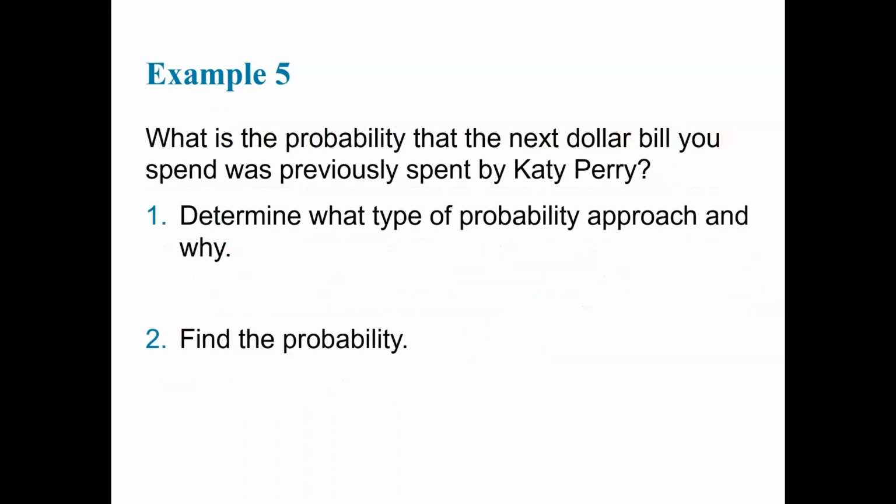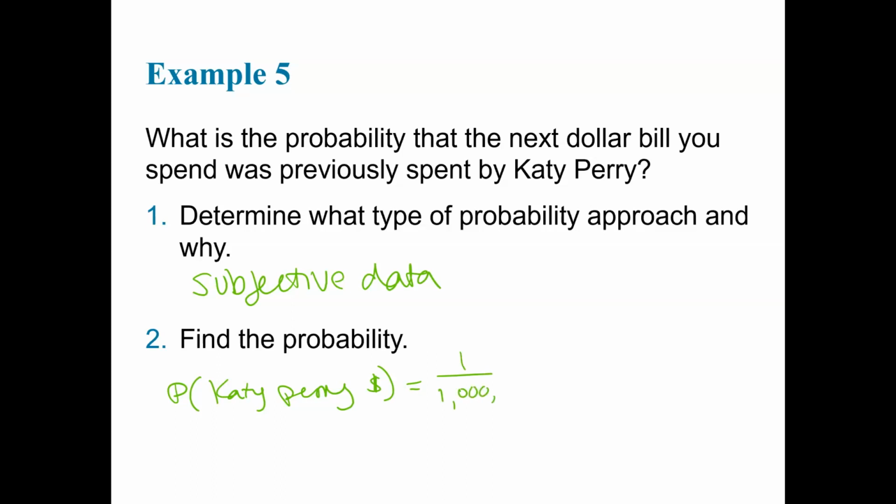So what is the probability that the next dollar bill you spend was previously spent by Katy Perry? Determine what type of probability approach and why. This is going to be subjective because I really have no concrete data. Nobody's calculated how many times people touched the dollar bill before me. I really have no idea. And so when I try to find the probability that it's Katy Perry money, I really have no idea. Maybe I could say 1 in a million, but I don't actually know. And that's kind of subjective data. And that's the answer. Subjective data is an estimation.